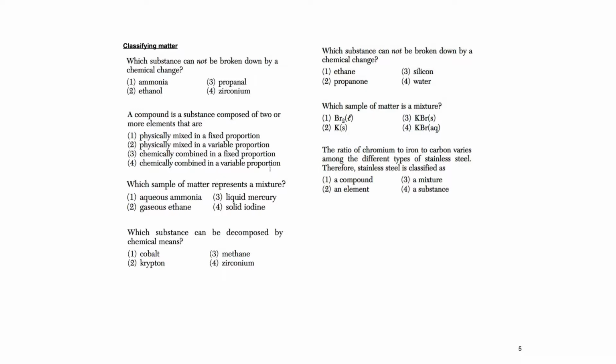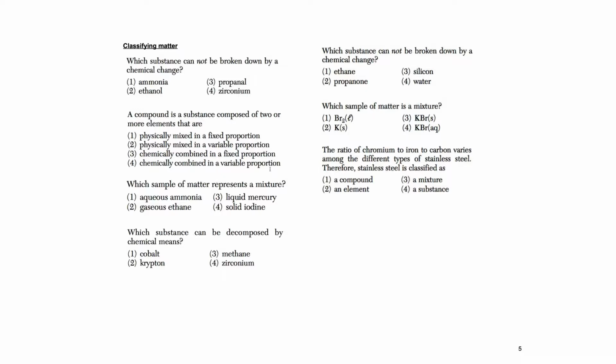Okay. Here, let's go through some questions. Which substance cannot be broken down by chemical change? We just said it's an element. So pick one of these as an element. If you look at your periodic table, it's going to be zirconium. A compound is a substance composed of 2 or more elements, same words as before, chemically combined in a fixed proportion.